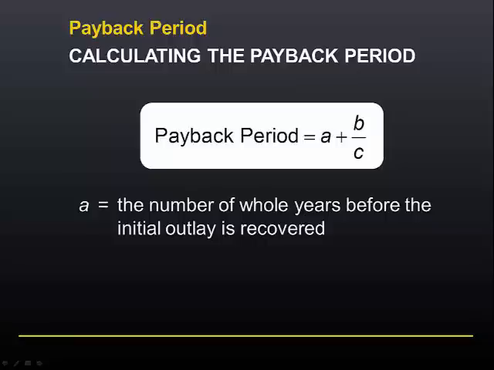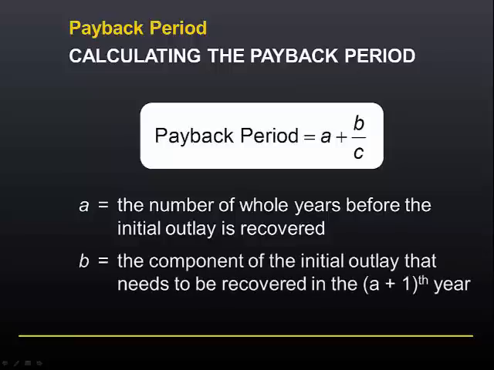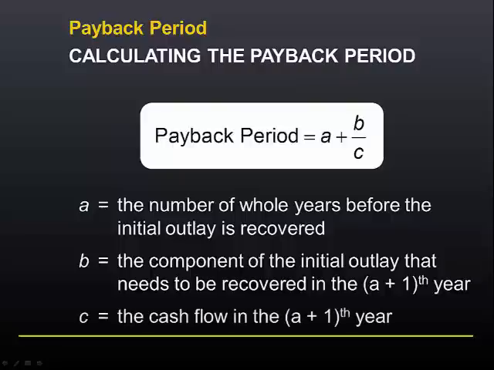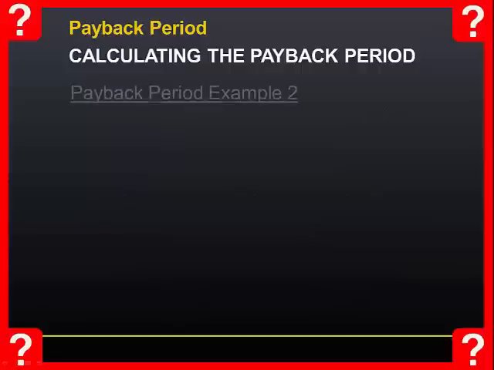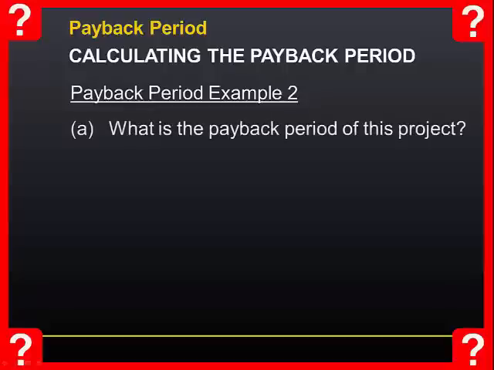In this formula, A is the number of whole years before the initial outlay is recovered, B is the remaining amount of the initial outlay that needs to be recovered the following year, and C is the total cash flow received in that year. For example, what is the payback period of this project?